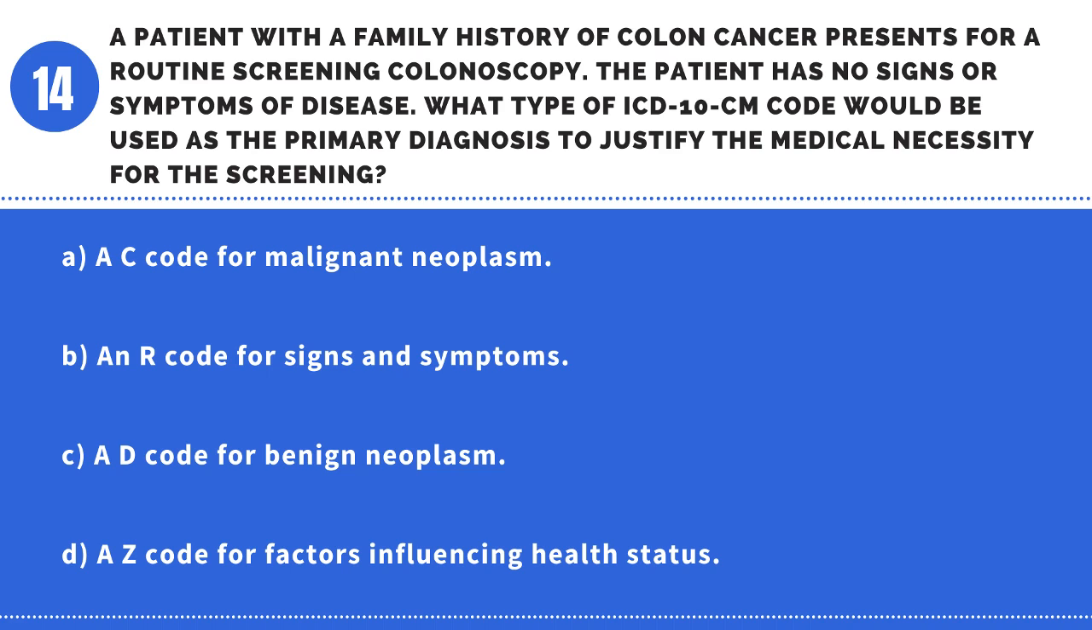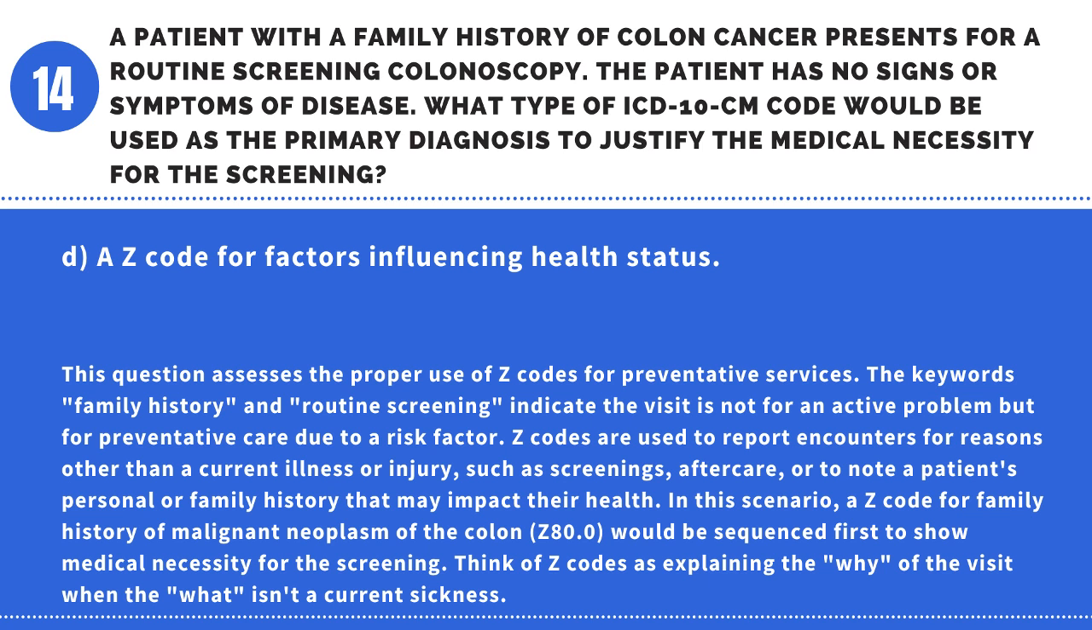A. A C code for malignant neoplasm. B. An R code for signs and symptoms. C. A D code for benign neoplasm. D. A Z code for factors influencing health status. Answer: D. A Z code for factors influencing health status.